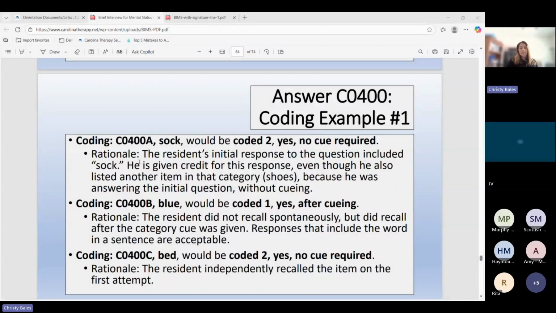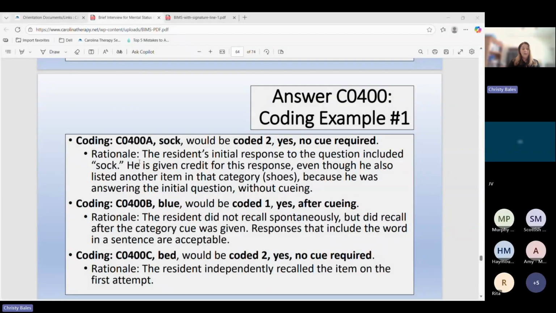Rationale: the resident's initial response to the question included sock. He is given credit for this response, even though he also listed another item in the category, shoes, because he was answering the initial question without cueing. Blue would be coded as 1, yes, after cueing. Rationale: the resident did not recall spontaneously, but did recall after the category cue was given. Responses that include the word in a sentence are acceptable.